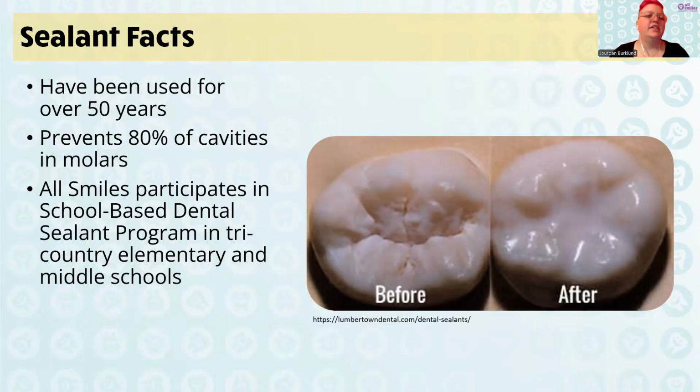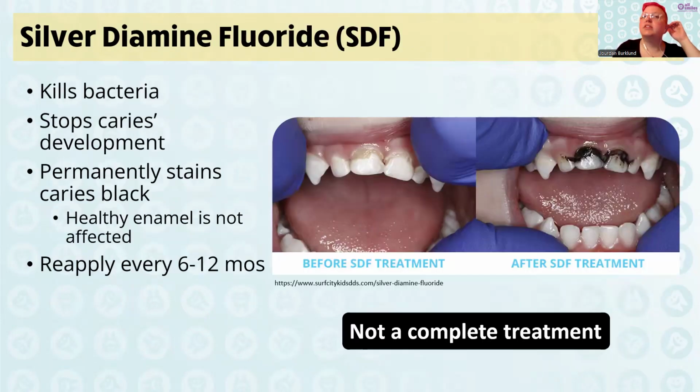Another way to prevent cavities is sealants, which is just a way of covering some of the grooves of the back teeth that tend to get cavities. It's something that we've been doing for over 50 years, and it prevents most of the cavities in the back teeth. And that's something else that we do at All Smiles in a lot of the Tri-County elementary and middle schools, as well as other clinics will do it too.